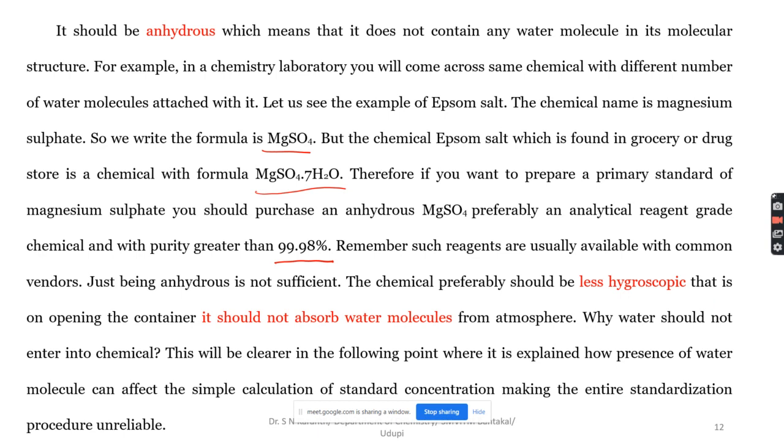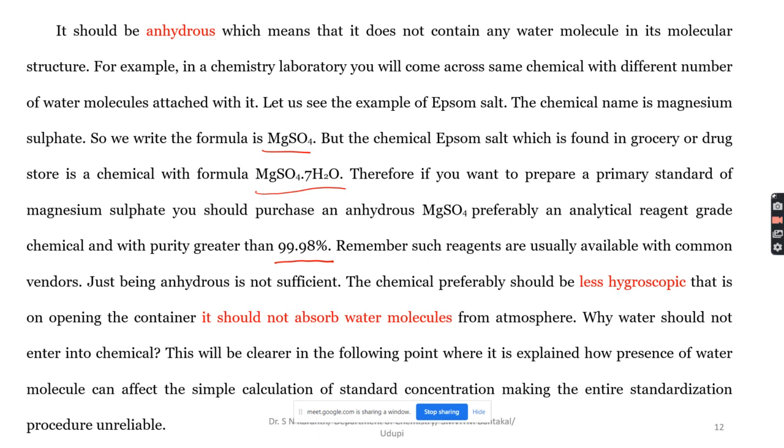If you prepare a solution with the pure magnesium sulfate, it is a primary standard solution. But this is not a primary standard because it is not a pure one. Primary standards should be anhydrous, and the chemical preferably should be less hygroscopic. That is, if you open that container, it should not absorb water molecules. If it absorbs water molecules, that component is hygroscopic in nature.